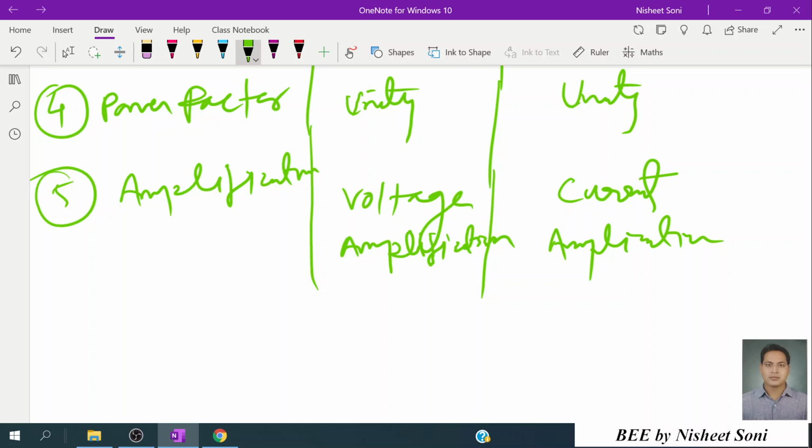So we have seen all the factors associated with the parallel resonating circuit. One more thing which I'll explain is the quality factor associated with the series and parallel circuits. That will be covered in the next video.